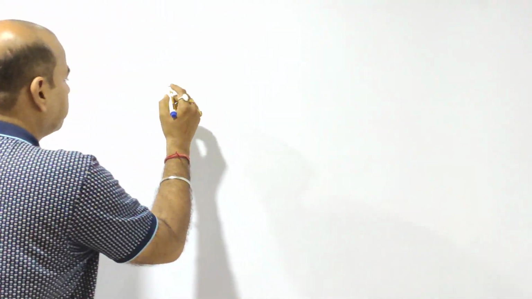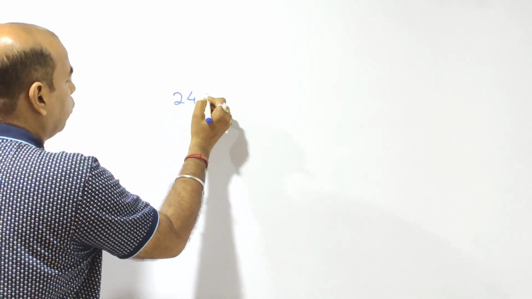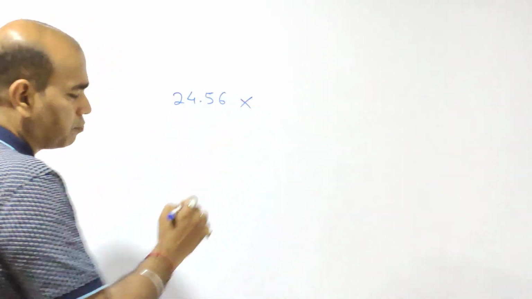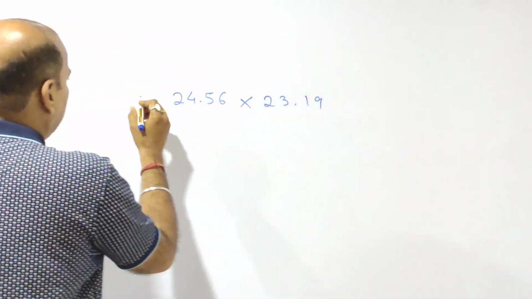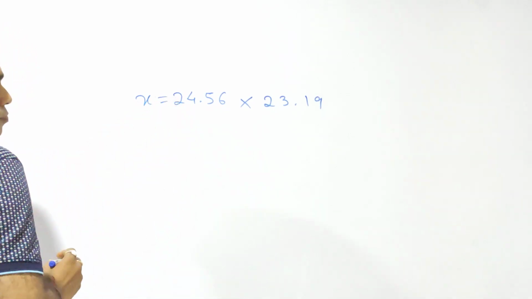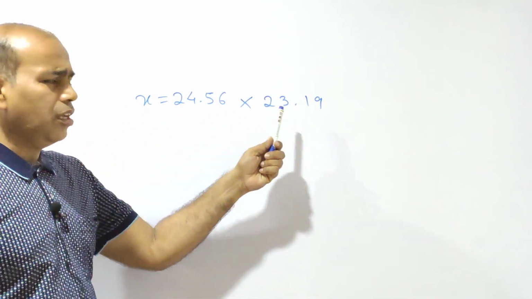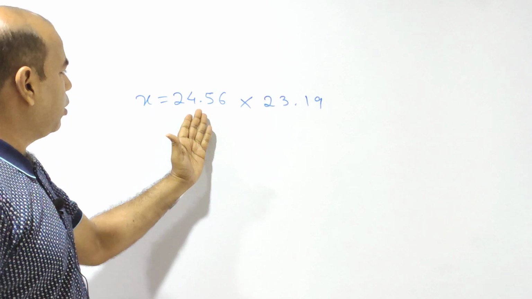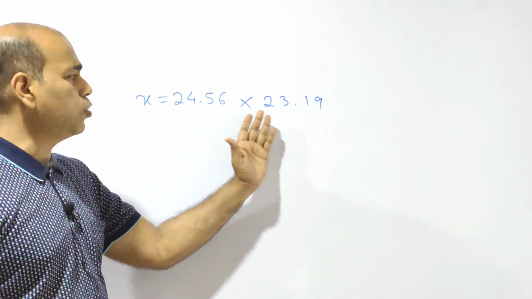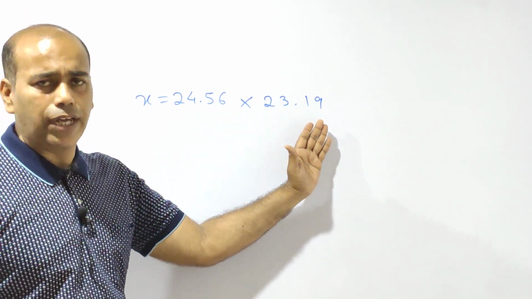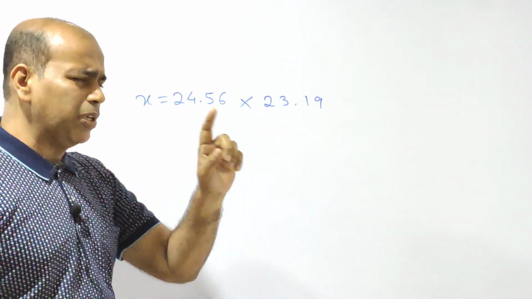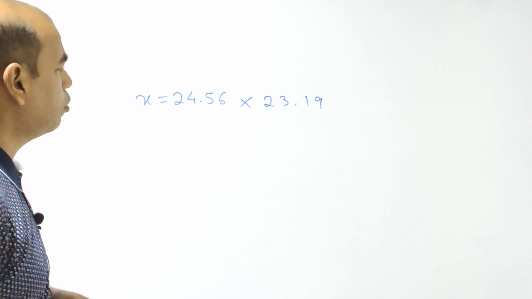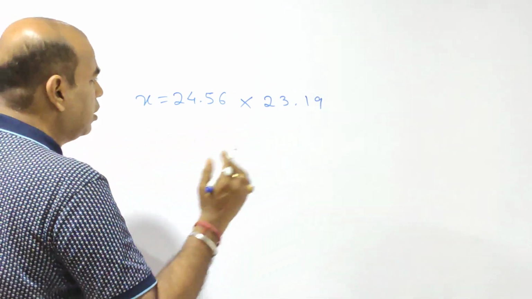Now let me take one example. I am writing 24.56 into 23.19. Let x equals to this. So this I have taken. What you can do is that you can multiply 24.56 into 23.19. You can multiply and you will get an answer. But this multiplication becomes very big. So how to use log table, how to use logarithm and solve it.